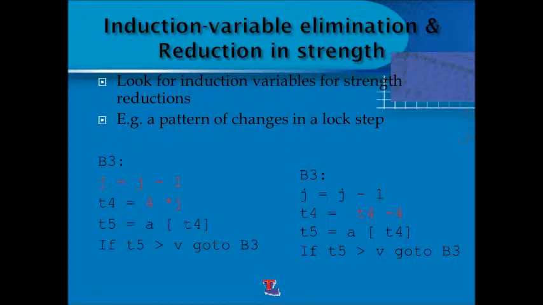Induction variable elimination and reduction in strength. Look for induction variables for strength reduction. Example, a pattern of changes in a loop step. Let us take block 3 and take variables for j respectively and solve.